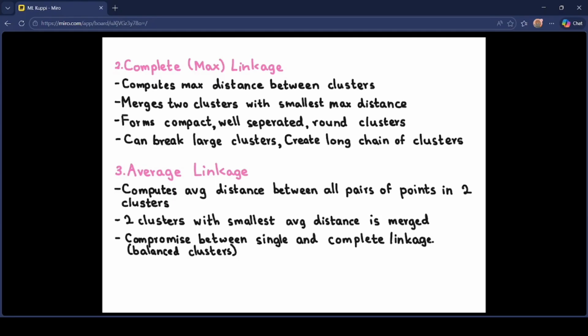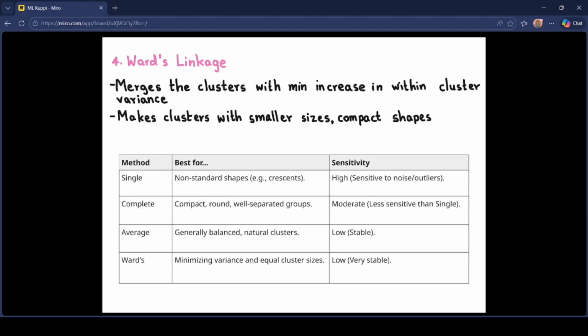And then we have average linkage. So here we are going to calculate the distance between all pairs of points in the two clusters, and then we are going to take the average distance in each. And the two clusters with the smallest average distance are then merged. Then we have Ward's linkage. This is merging the clusters with the minimum increase in within-cluster variance. This considers the variance, this method.